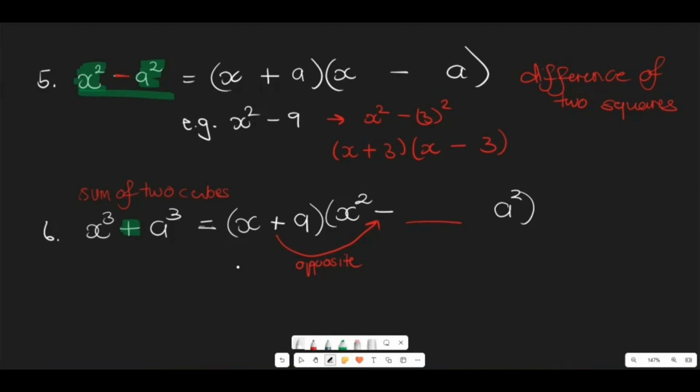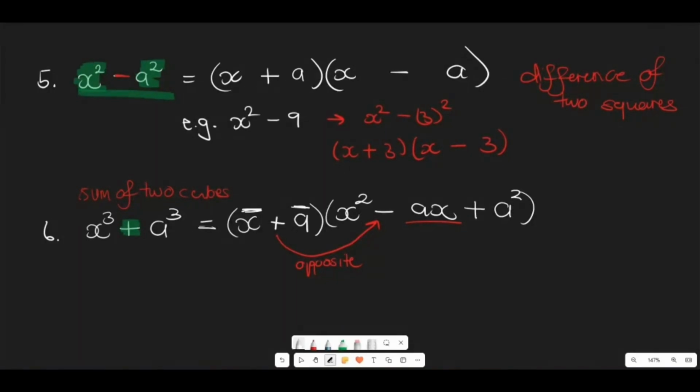So with the middle term, you just take this a and this x, and then you multiply them together, and that will give you ax. And then for the last symbol, this is always a positive. For the last operation, it's always a positive. So are you guys fine with how I got to this?